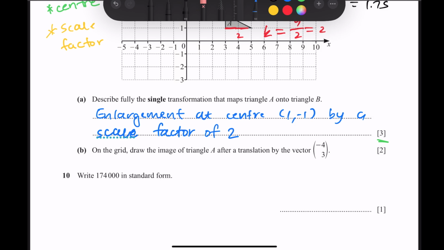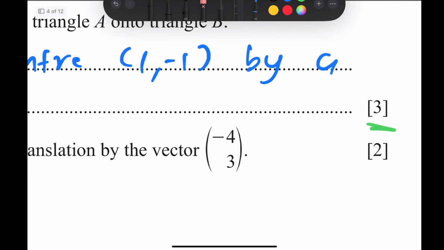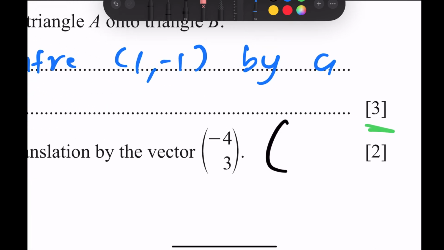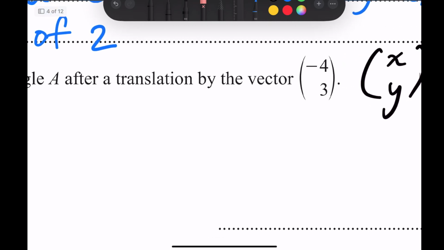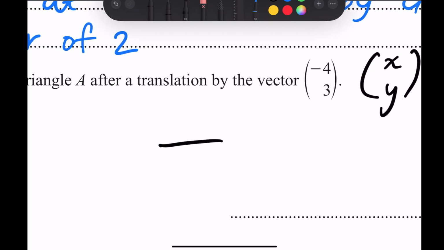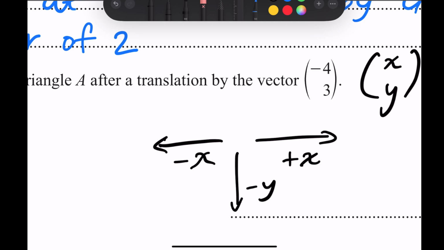Now question B says, on the grid, draw the image of triangle A after translation by the vector negative 4 and 3. For the vector, there are two key points to note. One is that the upper number refers to the x unit shift and the bottom number refers to the y unit shift. The second is that if the x shift is negative, the image is to the left of the actual triangle, and if x is positive, it's to the right. If y is negative, it's below, and if y is positive, it's above.